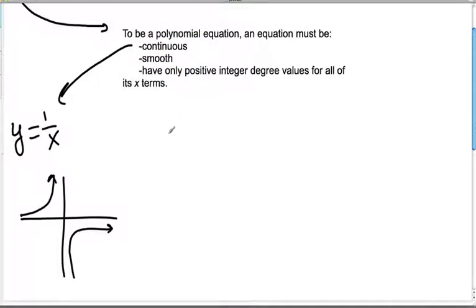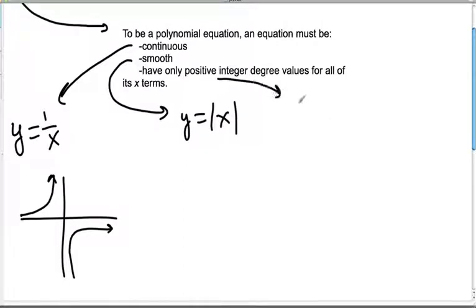Next, it must be smooth, and this equation will be y equals the absolute value of x, and it should also have only positive integer degree values for all its x terms. This will also be y equals 1 over x, but it'll also be y equals the square root of x.